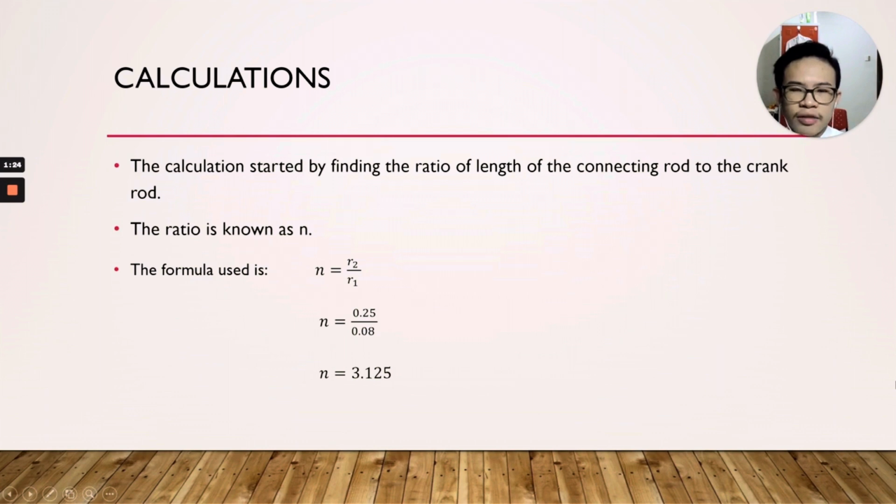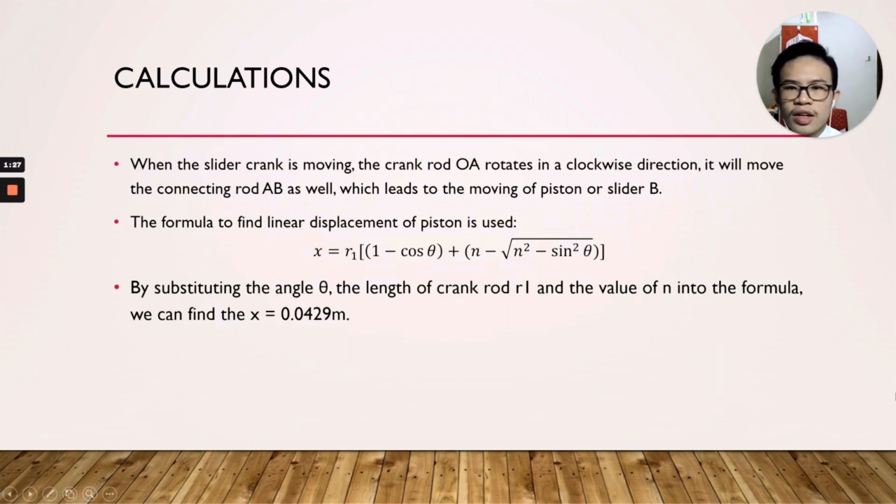After obtaining the value of N, now when the slider crank is moving, we know that the crank rod OA rotates in a clockwise direction as shown in the figure before. It will move the connecting rod AB as well, which leads to the moving of the piston or slider B from left to the right. That will be a displacement.